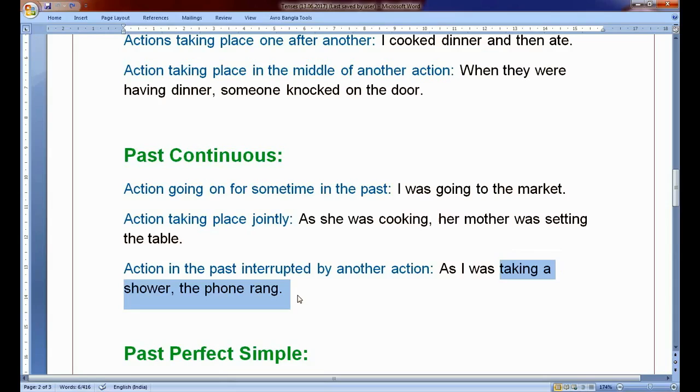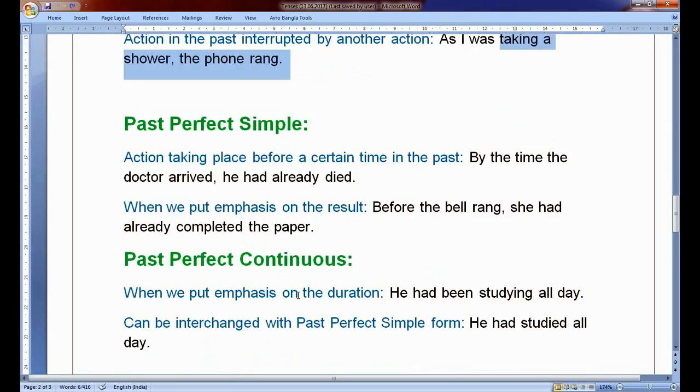Moving on to the past perfect simple. The past perfect simple, like the present perfect simple, also follows keywords like had and have. Let's look where it is used. Action taking place before a certain time in the past, which means that before the second action happened, another action has already been completed. Example: by the time the doctor arrived, he had already died, which means the man was dead before the doctor came.